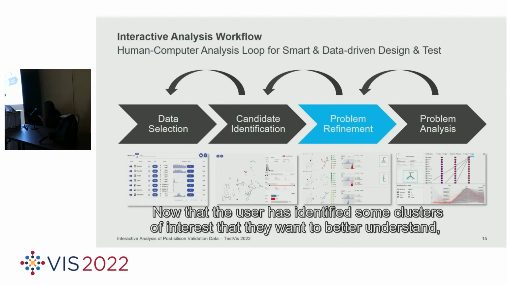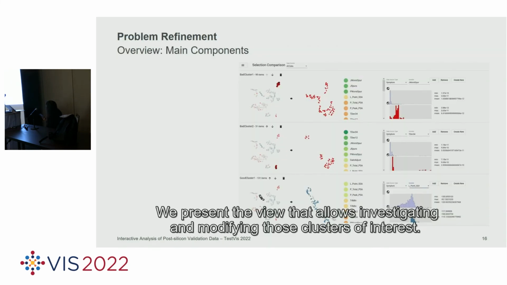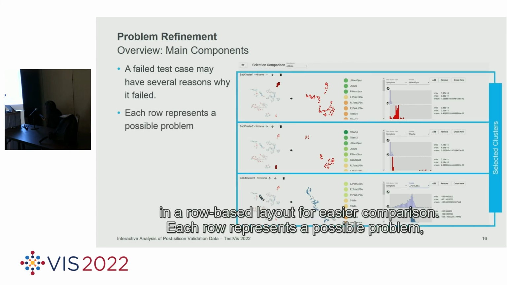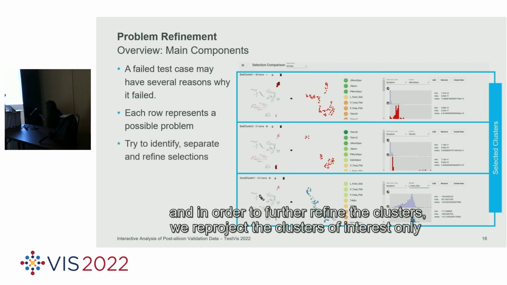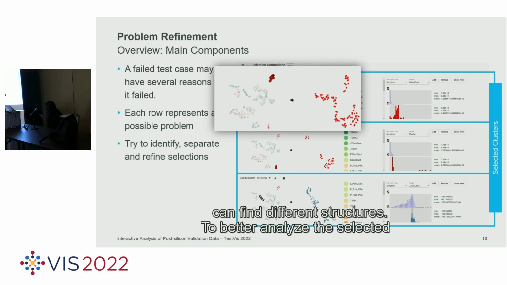And now that the user has identified some clusters of interest that they want to better understand, we continue to the third stage, the problem refinement. We present a view that allows investigating and modifying those clusters of interest. We have to remember a failed test case may have several reasons why it failed. We visualize them in a row-based layout for easier comparison. Each row represents a possible problem, and in order to further refine the clusters, we reproject the clusters of interest only upon the data of the selection. With this, we compare the global to the local projections and can find different structures.